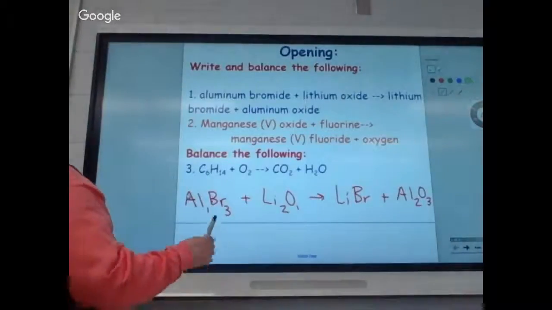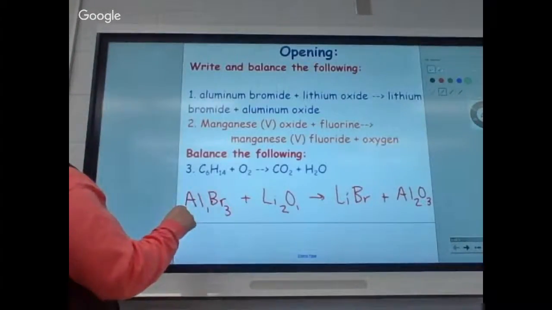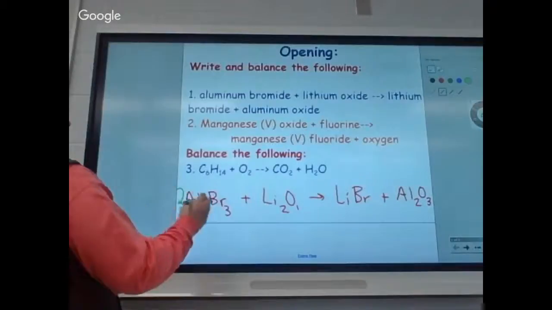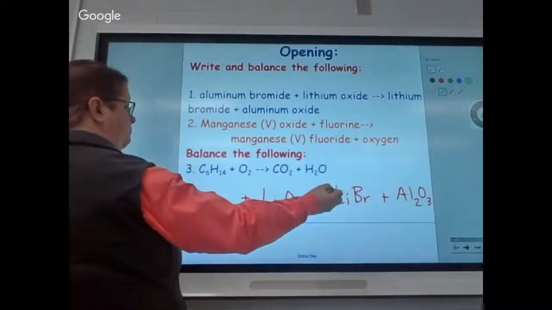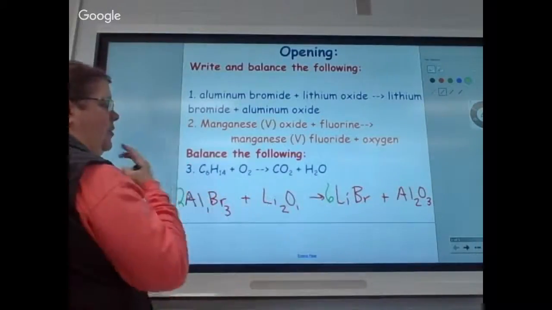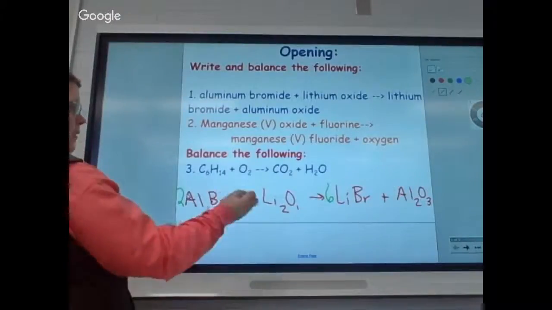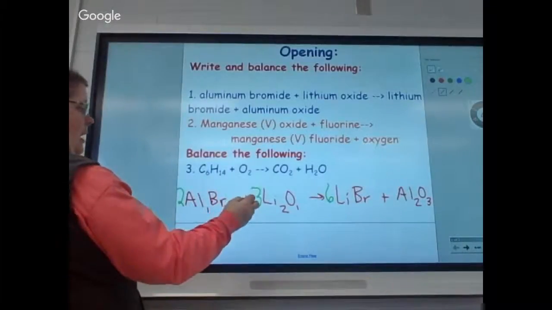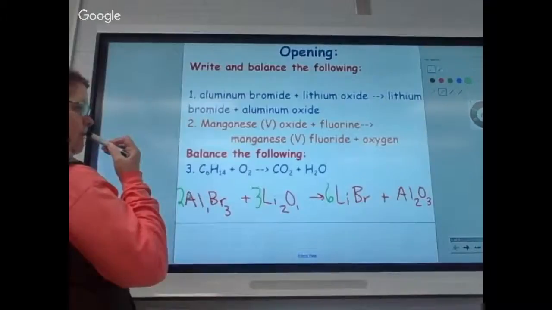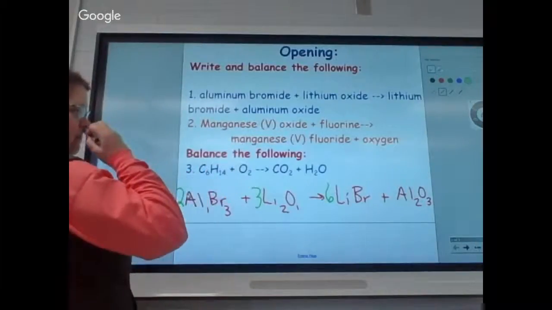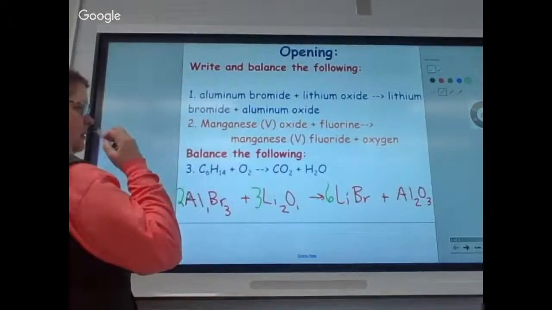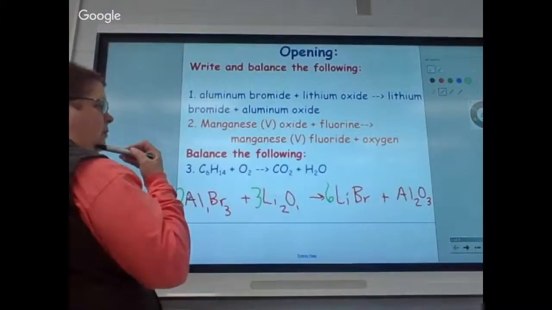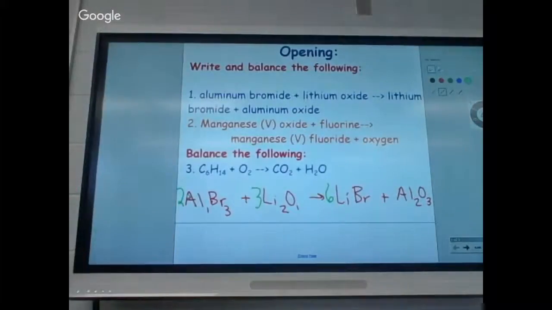6 bromines. All right. So there's 3. So I'm going to put what here? 2. Okay. So how do I get 6 bromines? Put a 6. How many lithiums do we make? How do I get 6? 3. All right. How many oxygens did I make? How many oxygens are over there? How many aluminums are over there? 2. How many are there? 2. There's 2. So we're good.